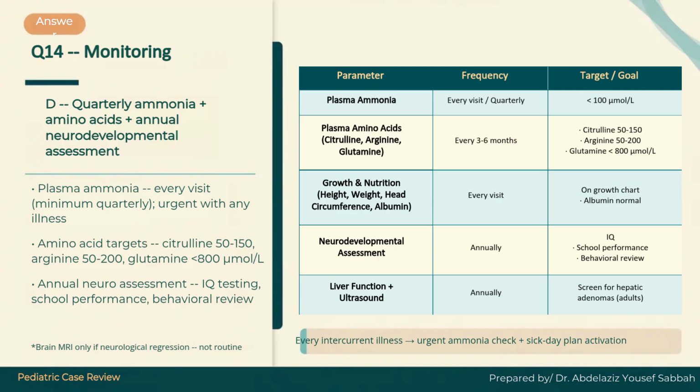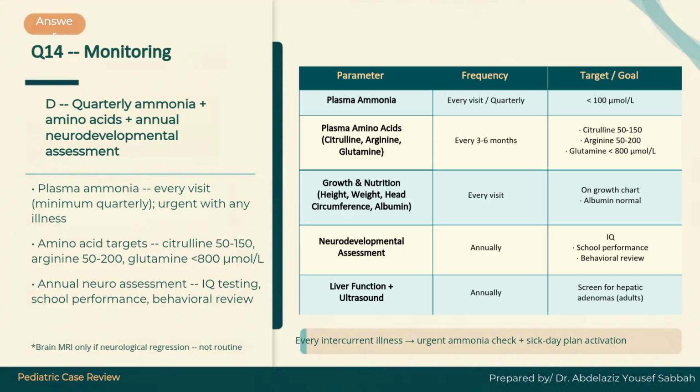Routine follow-up is built around plasma ammonia checked at every visit and at minimum quarterly, with a target below 100 micromoles per liter, and any illness prompting an urgent check. Plasma amino acids are measured every 3 to 6 months, aiming for citrulline 50 to 150, arginine 50 to 200, and glutamine below 800 micromoles per liter. Growth and nutrition, including height, weight, head circumference, and albumin, are assessed at every visit. Neurodevelopmental assessment and liver function with ultrasound are done annually.